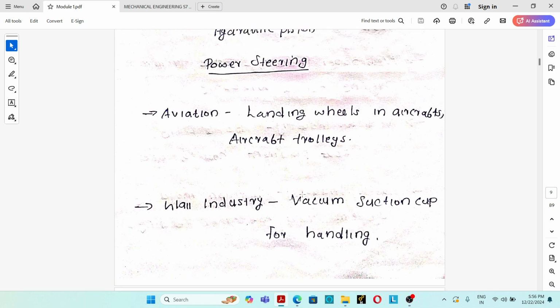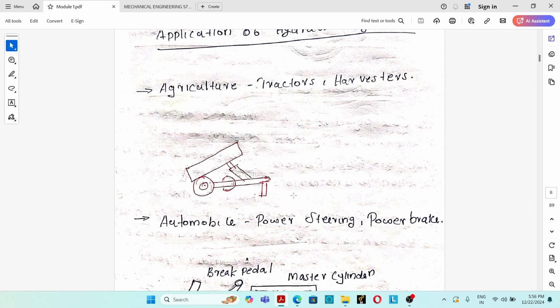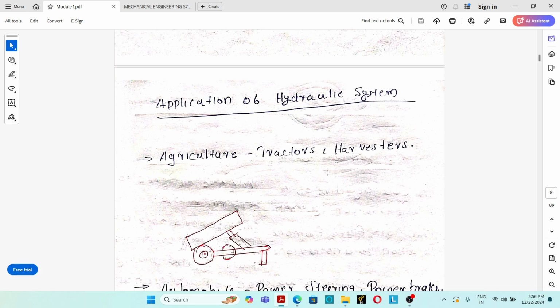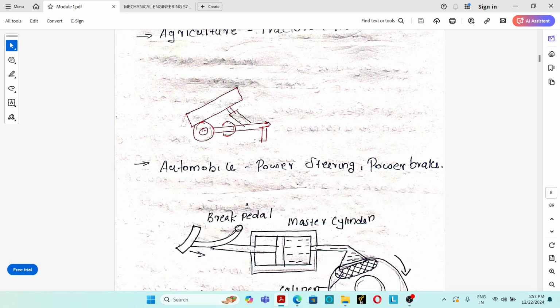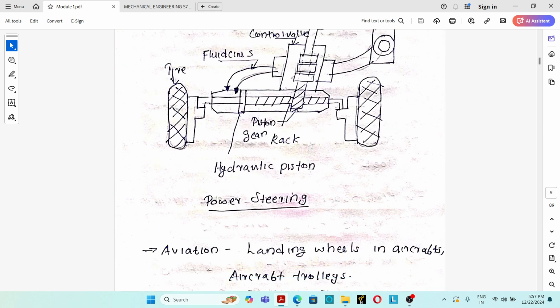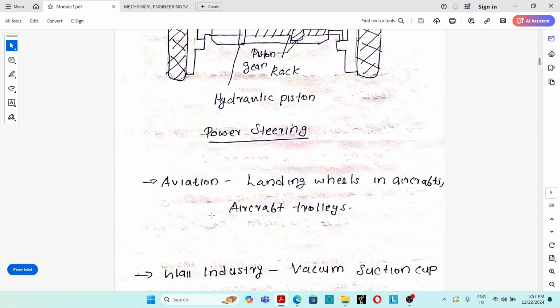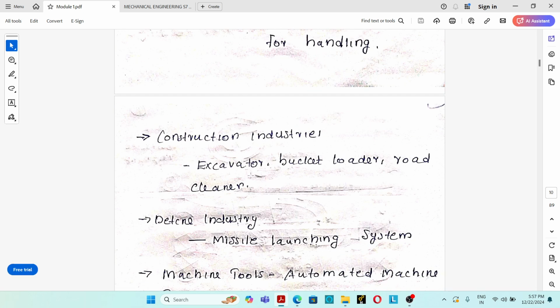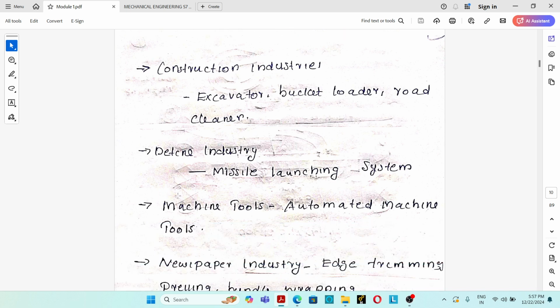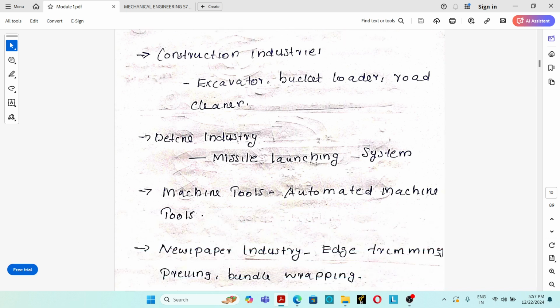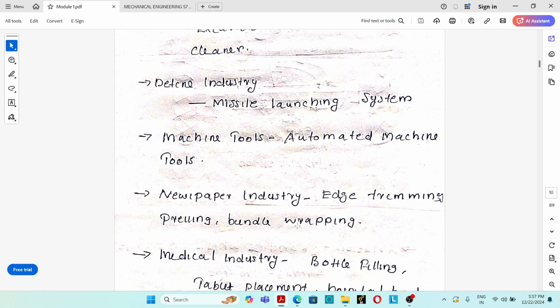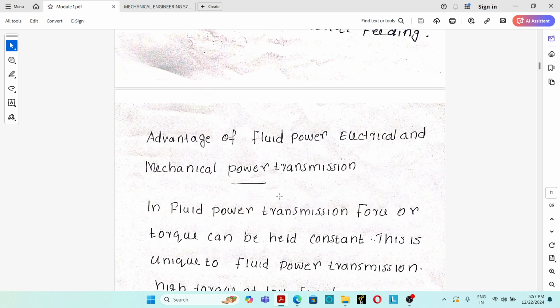So this is also an important question. What are the applications of the hydraulic system? There may be a chance that the question asks for applications of a hydraulic system. You have to write only the points. That is agriculture, tractors, harvesters, automobile field, power steering, power brakes, aviation, landing wheels in aircraft, aircraft trolleys, glass industry, vacuum suction cups for handling, construction industry, excavators, bucket loaders, road cleaners, defence industry, missile launching systems, machine tools, automated machine tools, newspaper industry, edge trimming, pressure bundle warping. So you have to write those points only.